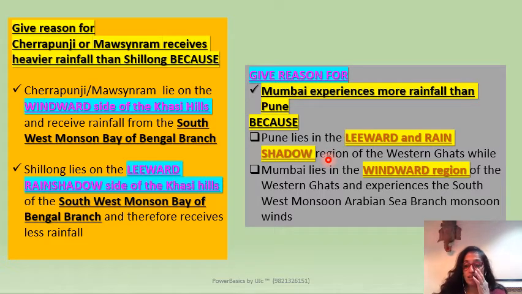If you say leeward, then you must attach the word rain shadow to it. So Pune lies in the leeward and rain shadow region of the Western Ghats, while Mumbai lies in the windward region of the Western Ghats and experiences the southwest monsoon. Which branch? Arabian Sea branch. Now, whenever you speak of the southwest monsoon, you have to add the name of the branch you're talking about. You can't say only southwest monsoon because Garo and Khasi Hills, Meghalaya is not the Arabian Sea branch. It is the Bay of Bengal branch.